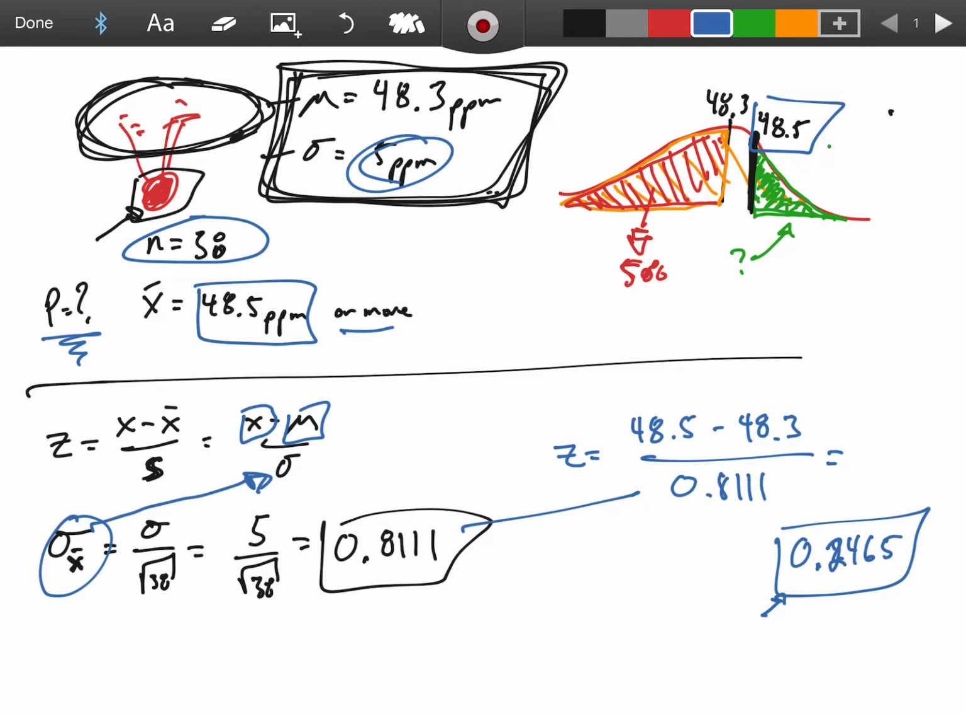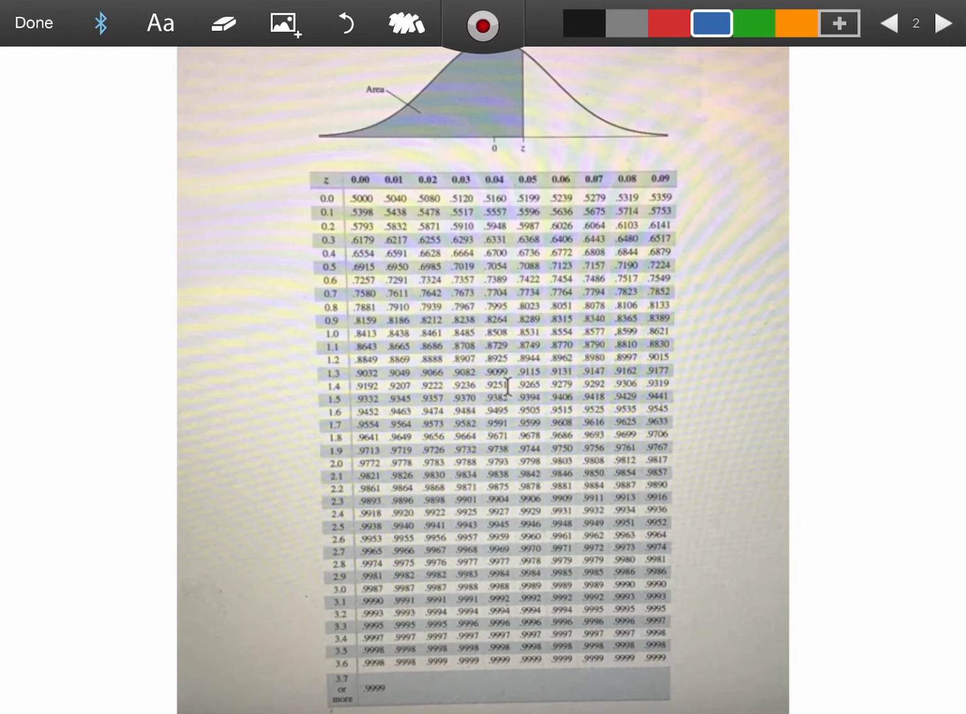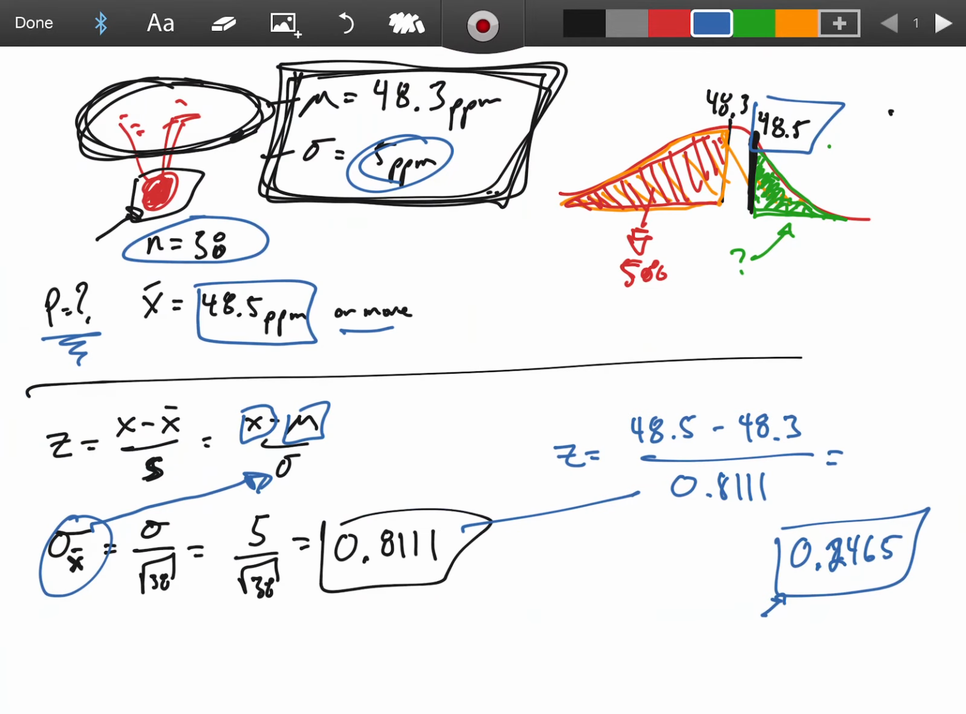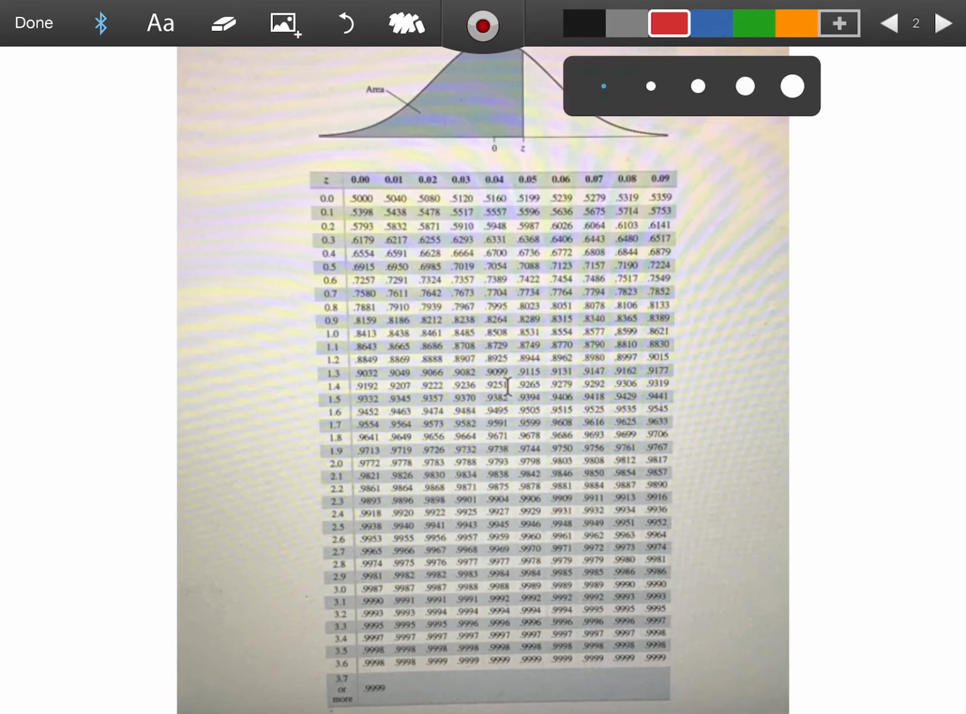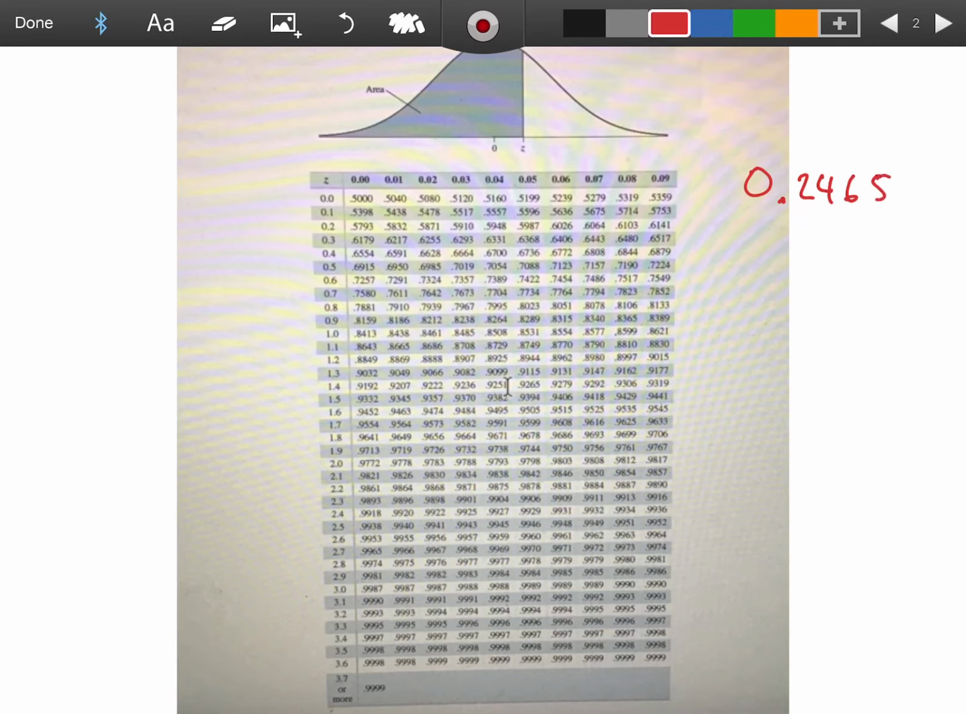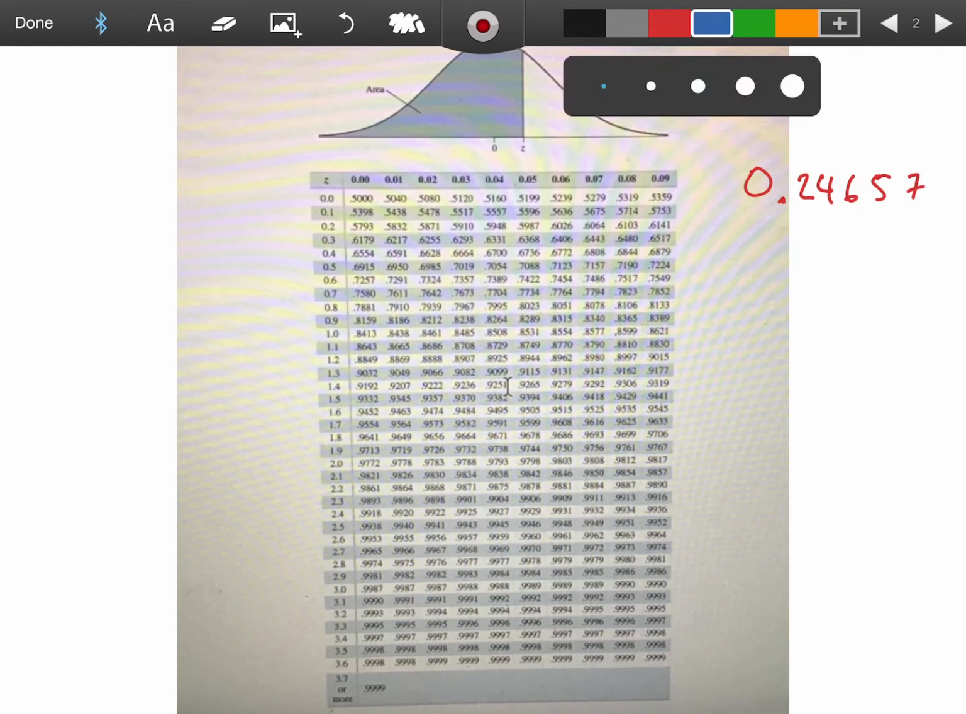And so now that we have the z-score, we want to move over to this table, okay? You can find this table in the book, or they should give you access to it in the problems, but this is a z-table. You can also look these up online if you just Google z-table. So the number we're interested in is 0.24657.